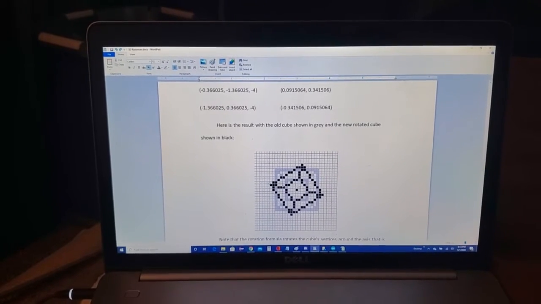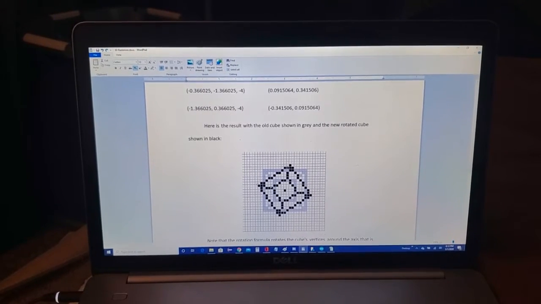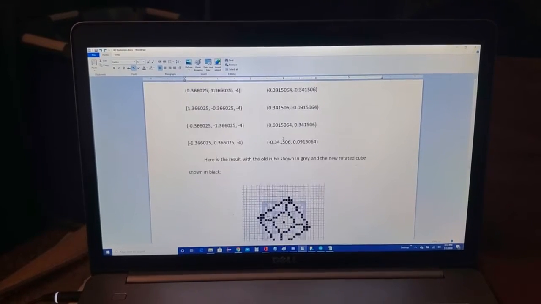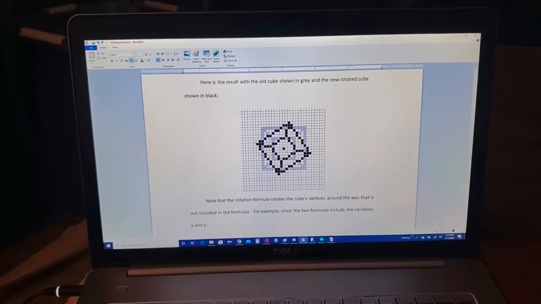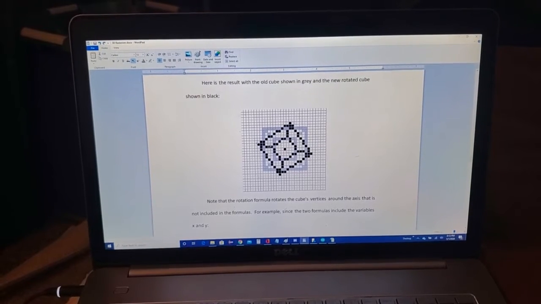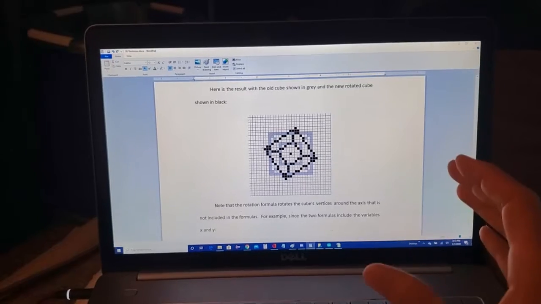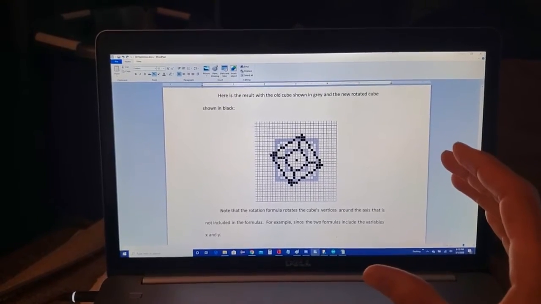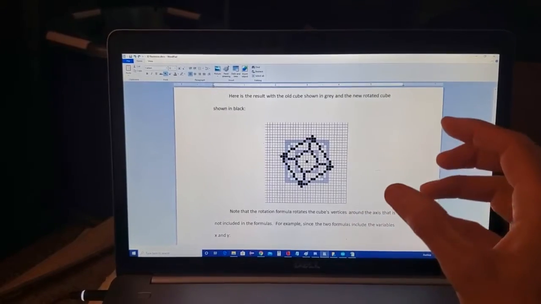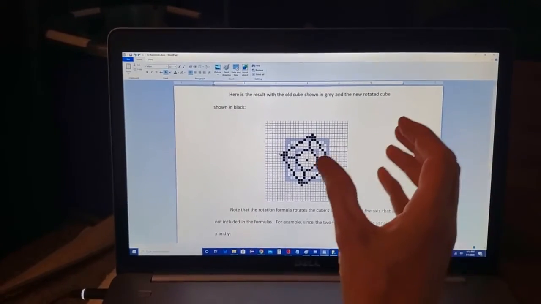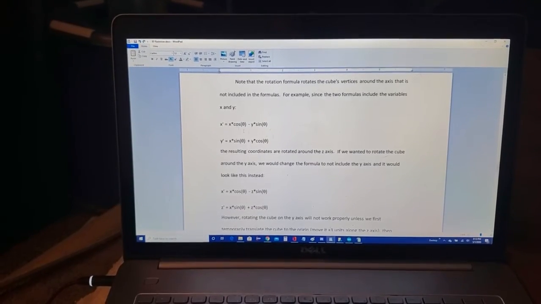Here is the result of rotating the cube approximately 30 degrees counterclockwise, which is what happens when you use the formula. All of these coordinates here are these 8 coordinates of the black cube that we see on the screen here. Now, this obviously is only rotating around the z-axis, and none of the points change distance from the screen. And so if we want to rotate it on a different axis, we just have to modify the variables of the equation a little bit.